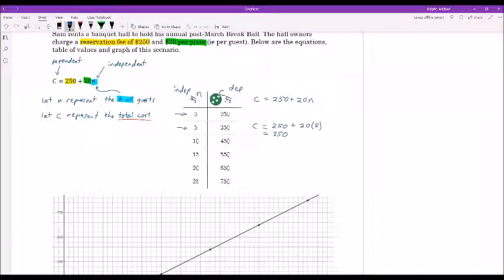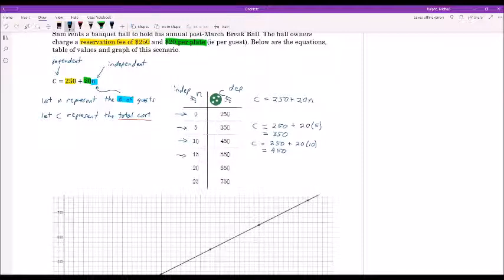Okay, but what if not 5 guests attend? What if 10 guests attend? Well, we have to calculate what the total cost would be if 10 guests attend. So again, we start off with a $250 reservation fee, and then we're paying $20 for every guest that attends. Then using GEDMAS, order of operations, we've got 20 times 10. So the food itself is going to cost $200, plus we're adding in the $250 reservation fee. So the total cost is $450 if 10 people attend.